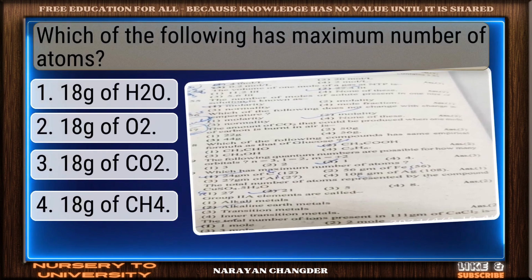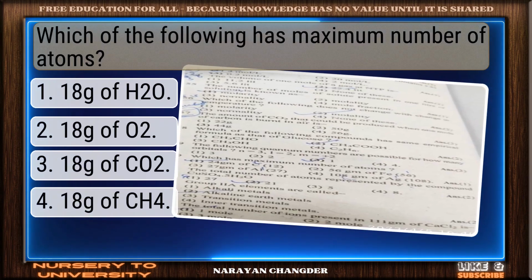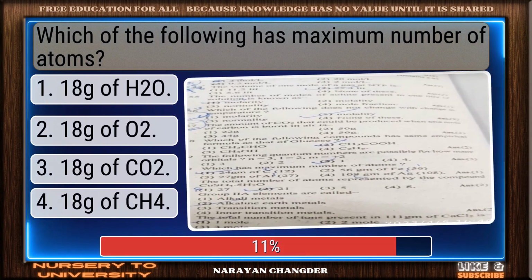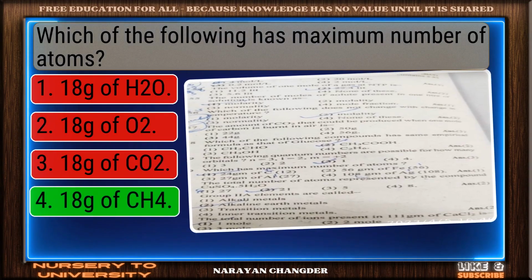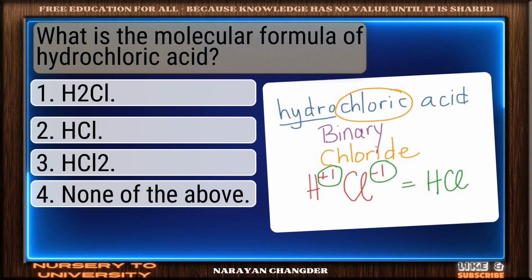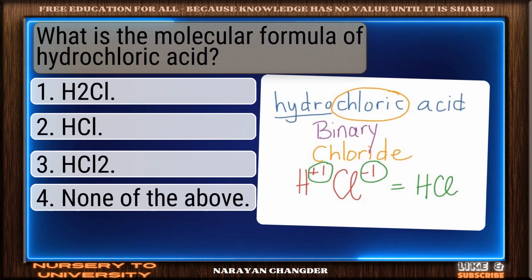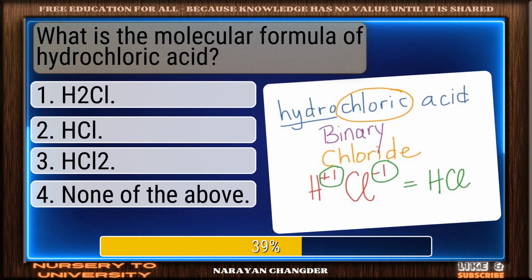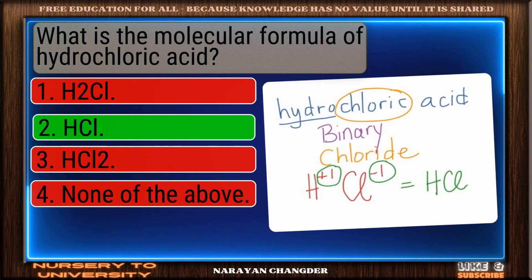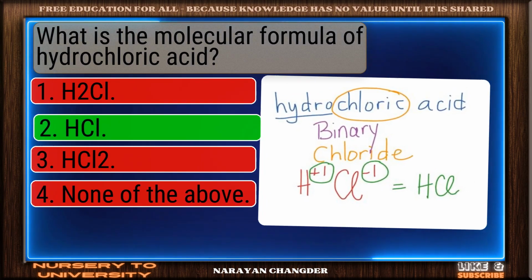Question number 132. Which of the following has maximum number of atoms? Perfect. 80 g of C4 is the correct choice. Question number 133. What is the molecular formula of hydrochloric acid? Correct. HCl is the right answer.